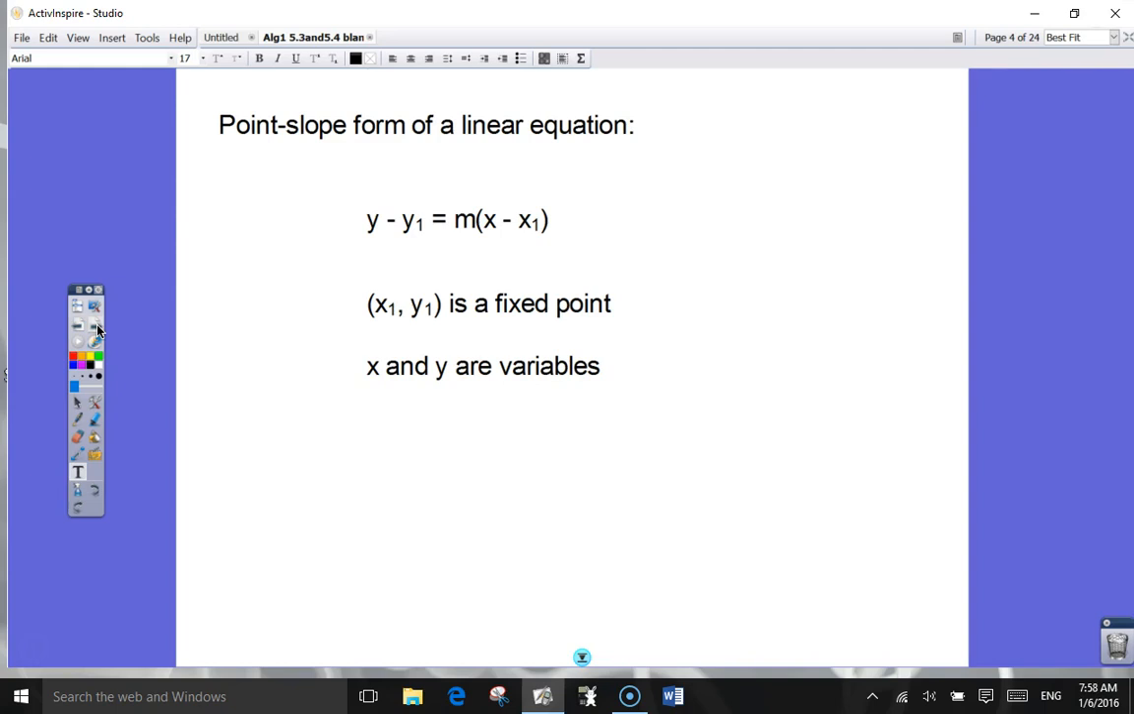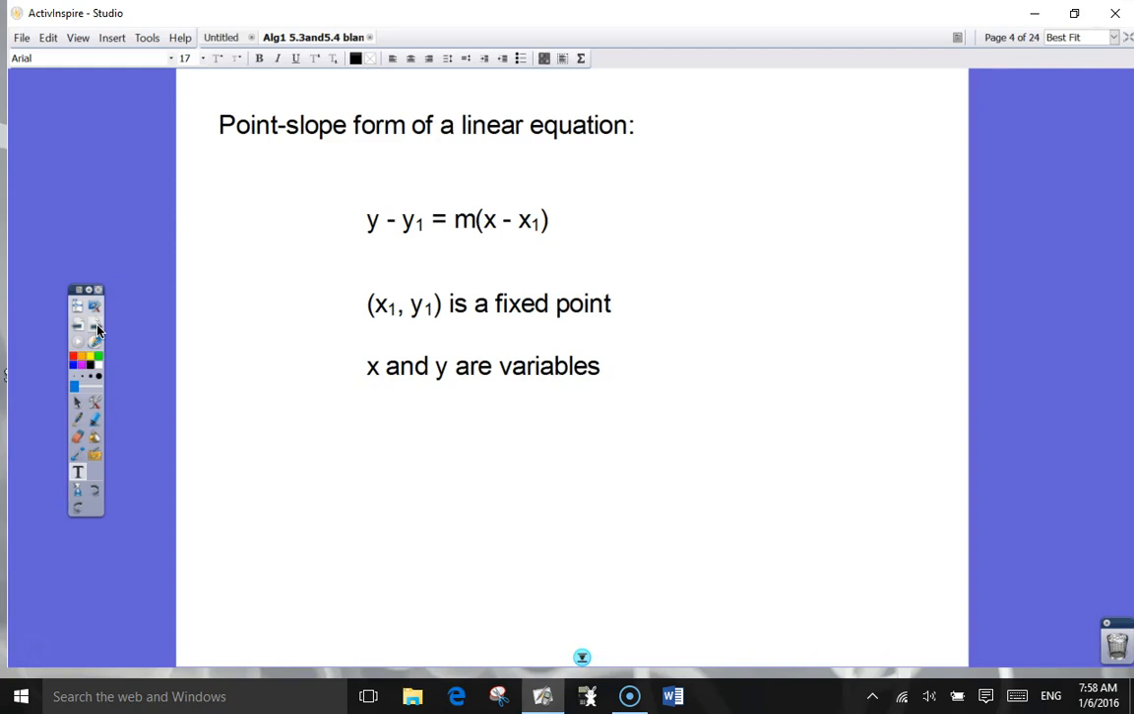I mean, all those are familiar notations for us, right? M represents slope, the same slope that we've been dealing with so far. Lowercase m is the slope. And the y minus y1 on the left, x minus x1 on the right. Remember, x1, y1 and x2, y2, those were 2 points that we used to calculate the slope. Here we only have 1 point, so it's x1, y1. That is a fixed point.